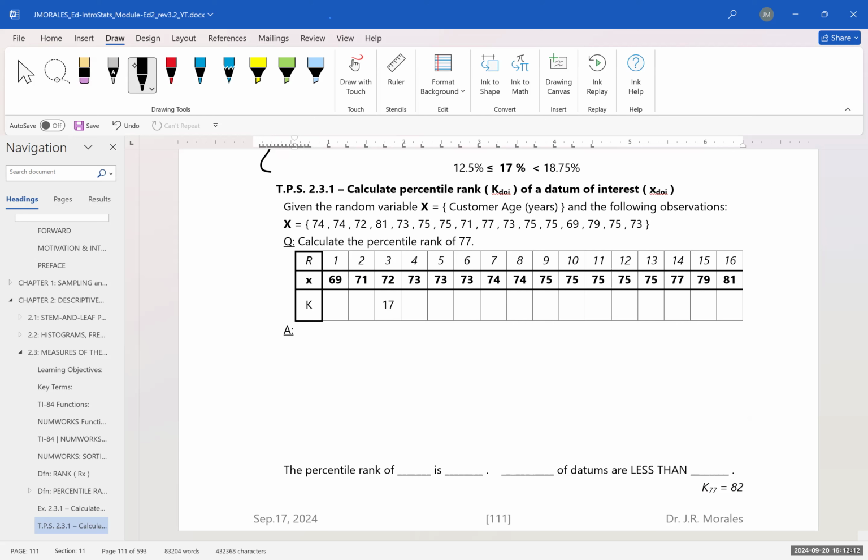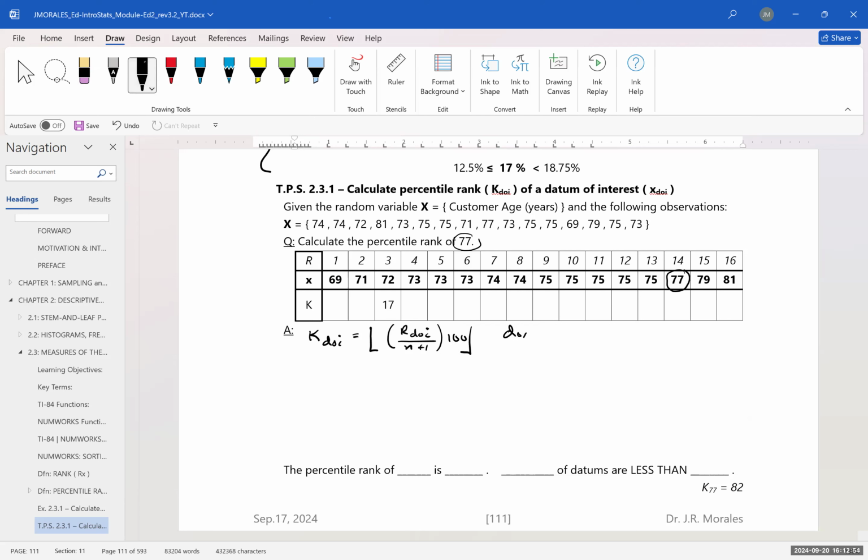Okay, we're back. So let's look at this think pair share. So now we're calculating the percentile rank of 77. So 77 is up here. So we want to try and calculate this value of K, percentile rank that's related to our datum of interest. So the first thing we want to do is make sure that we use our formula. First thing you want to do is write down the formula.